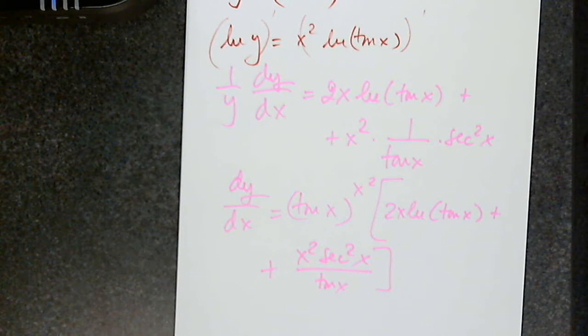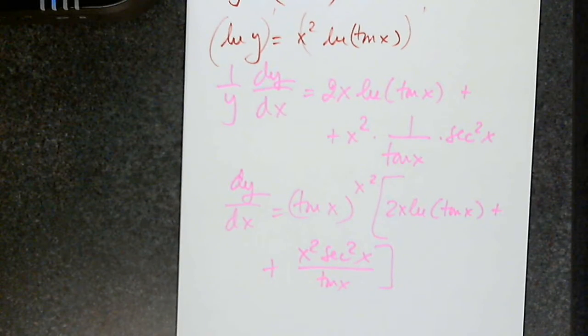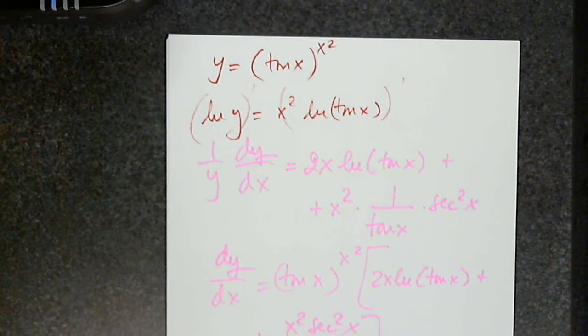Can you move up a little bit real quick, please? On both sides by y. I see how it is now, because y is tan x squared. She just multiplied that times the whole thing in the big brackets.